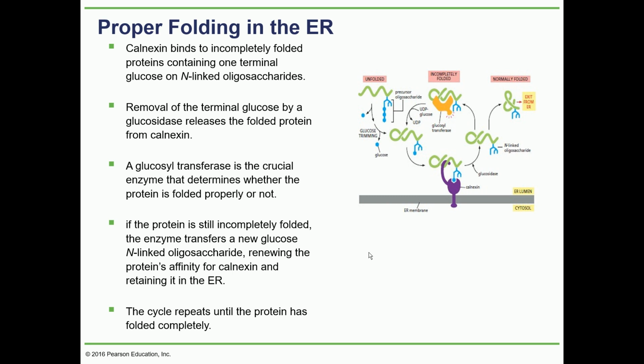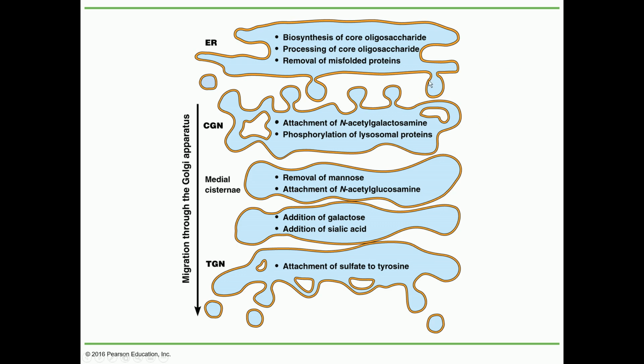This slide shows you the various events which take place in the ER and the Golgi. In the ER, we just talked about biosynthesis of core oligosaccharide. We just saw how the core oligosaccharide is made in the ER. It starts on the cytoplasmic side of the ER, then some of the steps take place in the lumen of the ER: processing of core oligosaccharides and removal of misfolded proteins. All these things take place in the ER.